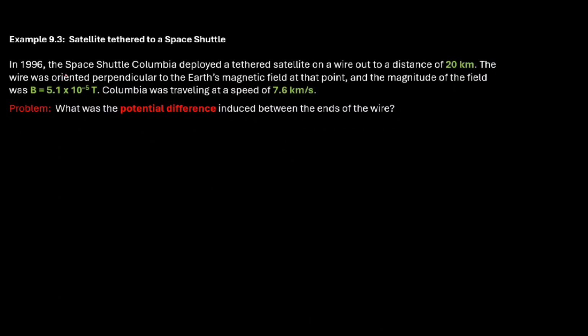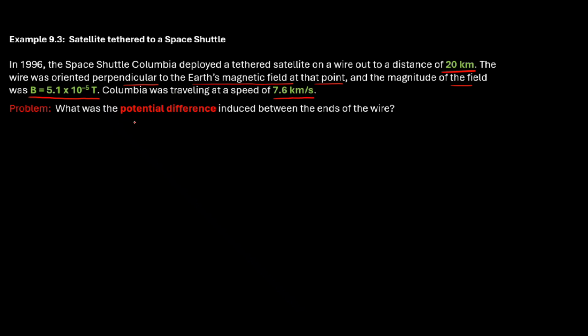Example 9.3. In 1996, the Space Shuttle Columbia deployed a tethered satellite on a wire out to a distance of 20 kilometers. The wire was oriented perpendicular to the Earth's magnetic field at that point, and the magnitude of the field was B equals 5.1 times 10 to the power negative 5 Tesla. Columbia was traveling at a speed of 7.6 kilometer per second.